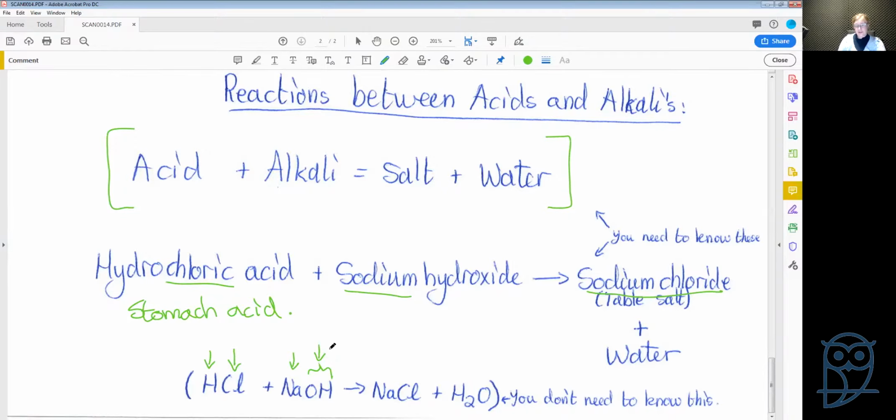So after our reaction, we get this part and this part to stick together. So we get sodium chloride, or table salt, and then we get water, which is that H and this OH. So then we get two H's and one O, so we have H2O, which is water. So you don't need to know these symbol reactions. You guys need to know the word ones. These just make it, to me at least, a lot easier to find the word reactions.